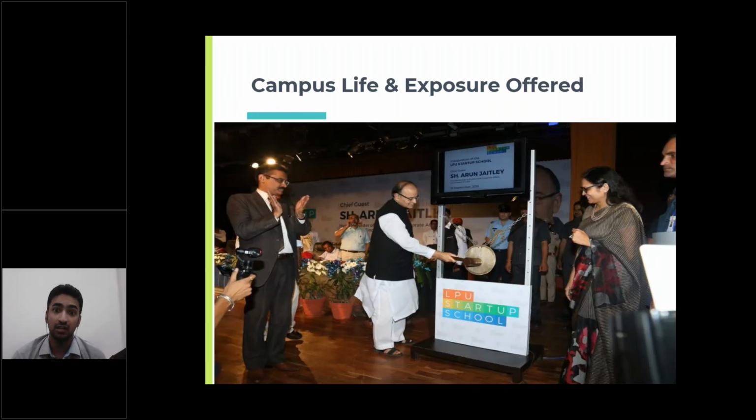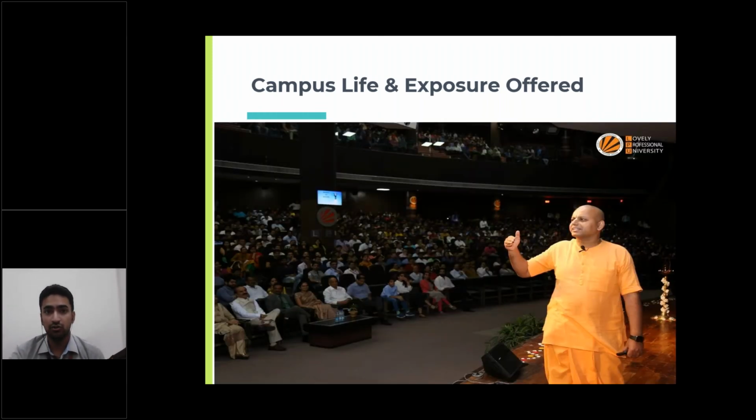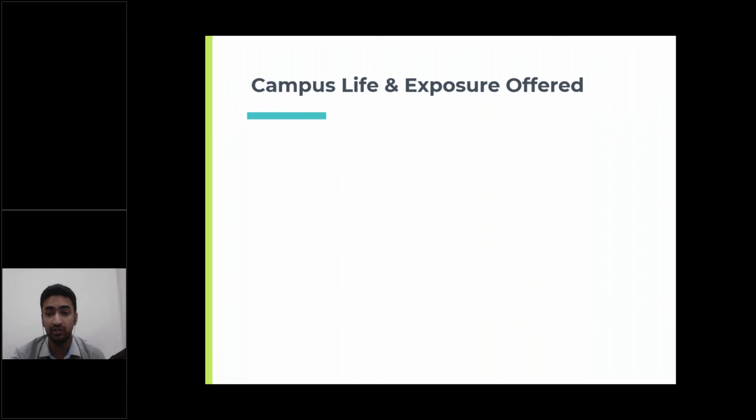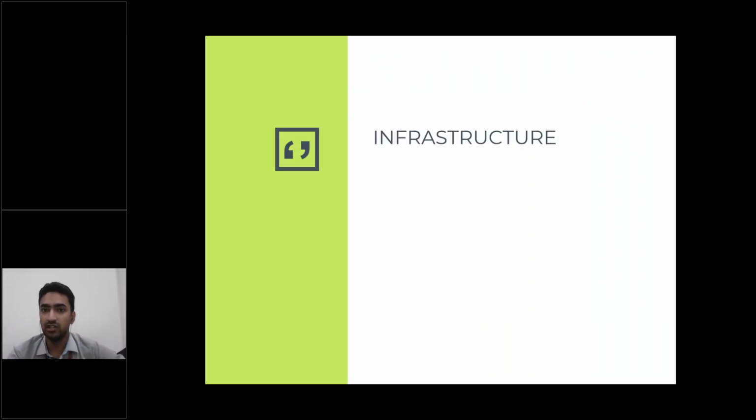Along with that, LPU Startup School has been inaugurated by the late Shri Arun Jaitley sir. Various life skills lessons have been taught to faculty as well as students. Along with that, we had visits from various Bollywood celebrities and cricketing fraternities like Shri Shah Rukh Khan sir and Mahendra Dhoni sir. Apart from that, let's talk about the infrastructure.